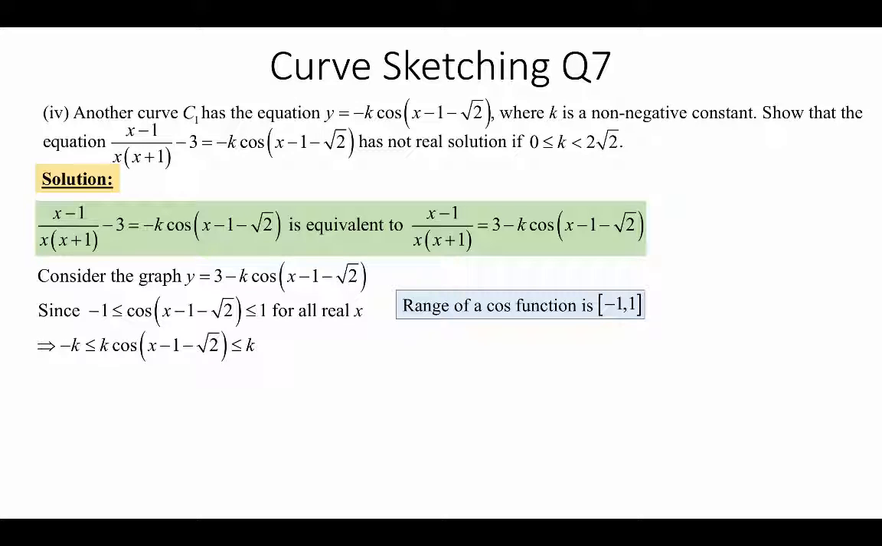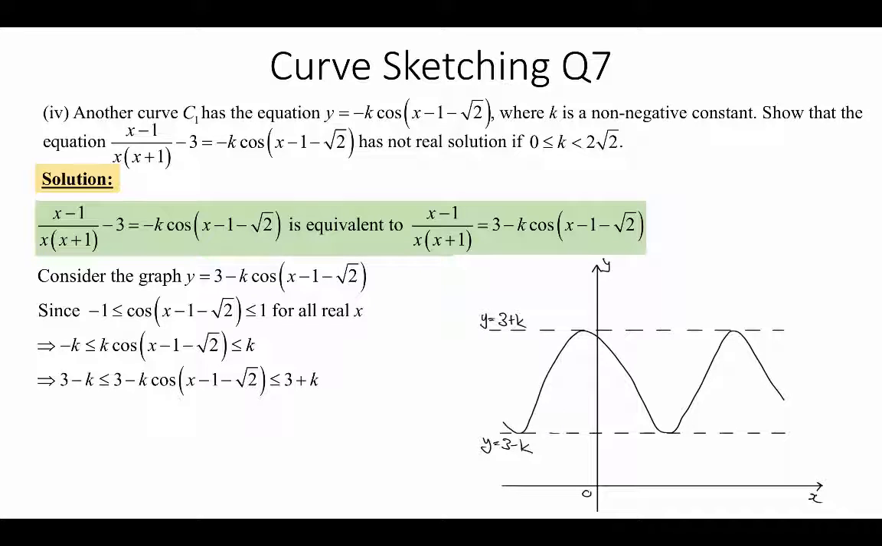And hence, k cosine of x minus 1 minus root 2 will lie between negative k and k. Moving on, 3 minus k cosine of x minus 1 minus root 2 will lie between 3 minus k and 3 plus k. And the graph of the equation y equals 3 minus k cosine of x minus 1 minus root 2 will look like this.